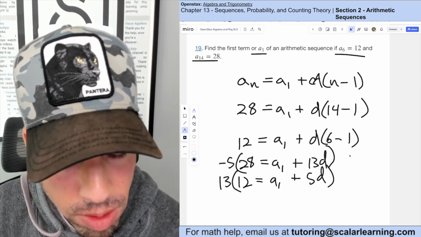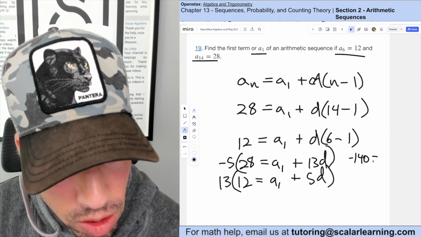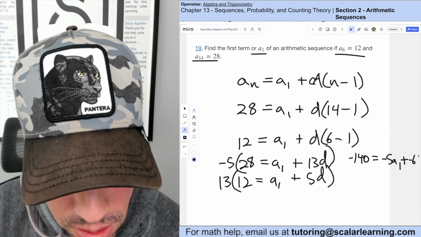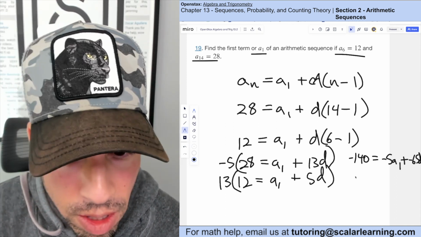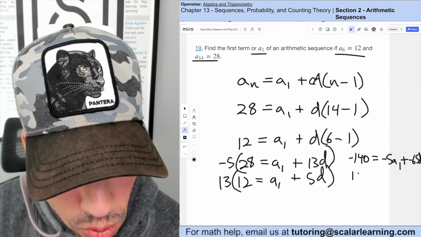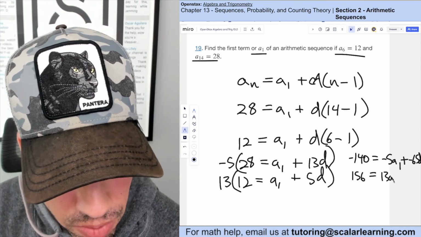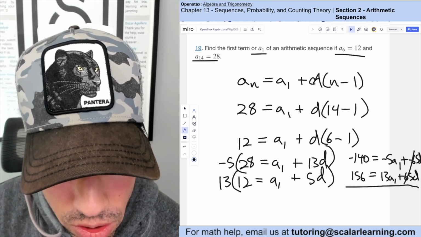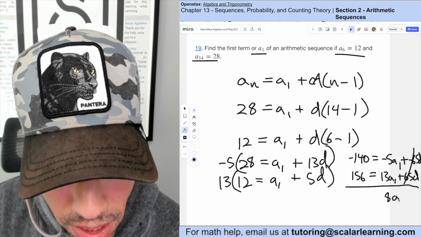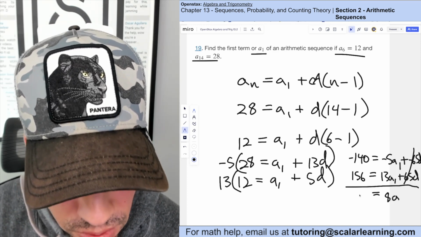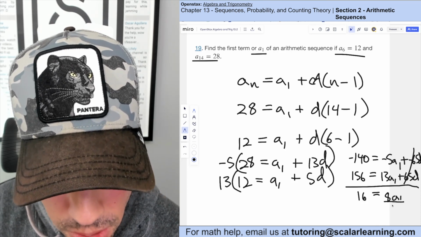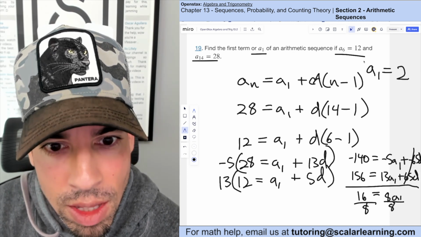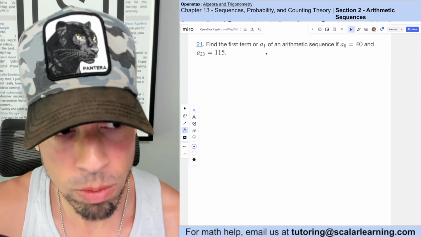So check this out. -5 times 28, that's -140 equals -5 a sub 1 plus -5 times 13 is -65d. Now we're going to do the bottom one. 13 times 12, that's 156 equals 13a sub 1 plus positive 65d. So when we add these together, the d terms cancel out. -5 plus 13, that's positive 8a sub 1 equals -140 plus 156 is 16. Divide both sides by 8, and we get a sub 1, which represents the first term, is 2. That's how you do it. Done. Find the first term, or a1, of an arithmetic sequence.